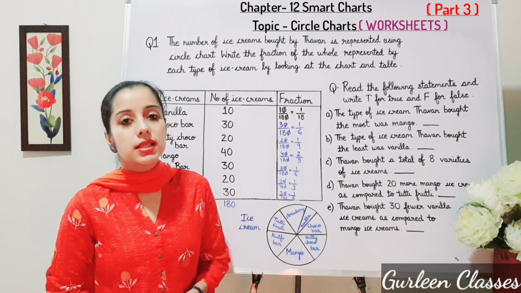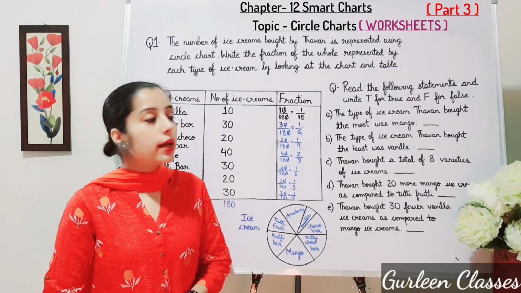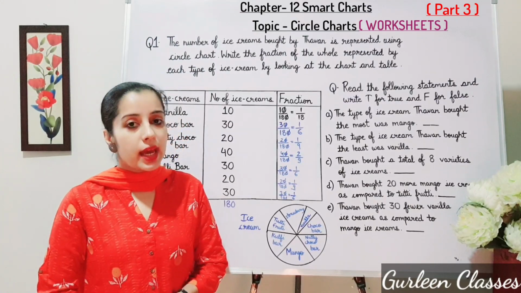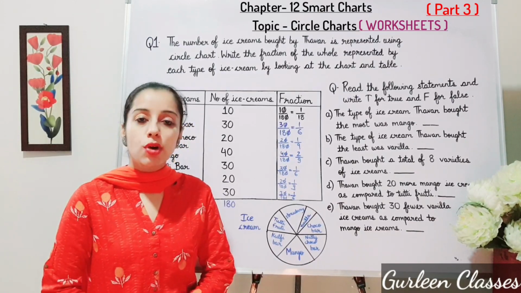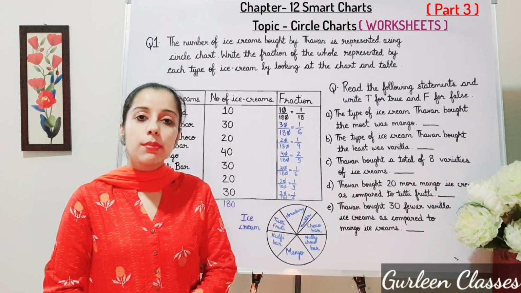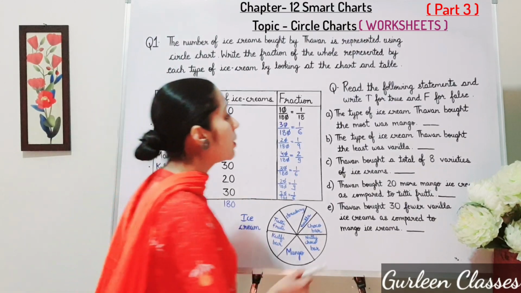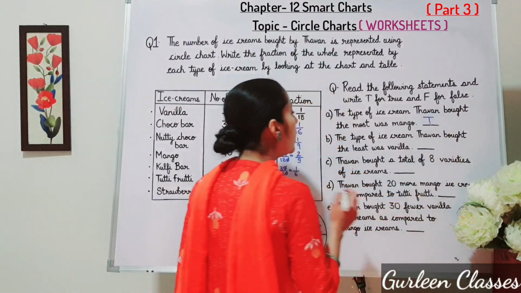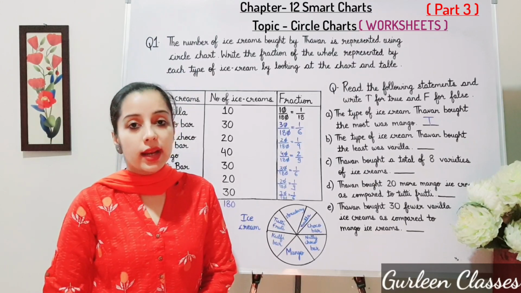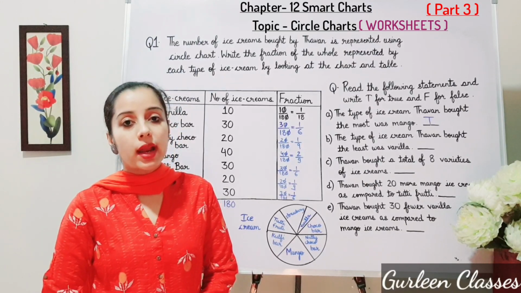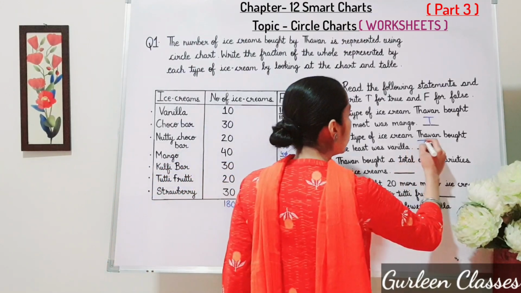On the basis of this, let us do the question. Read the following statements and write true or false. A part, the type of ice cream Dhawan bought the most was mango. Yes, as number of mango ice creams are 40 and this is the highest. So first we will write here true. B part, the type of ice cream Dhawan bought the least was vanilla. Yes, as number of vanilla ice creams were 10. And that is least. So right here, true.